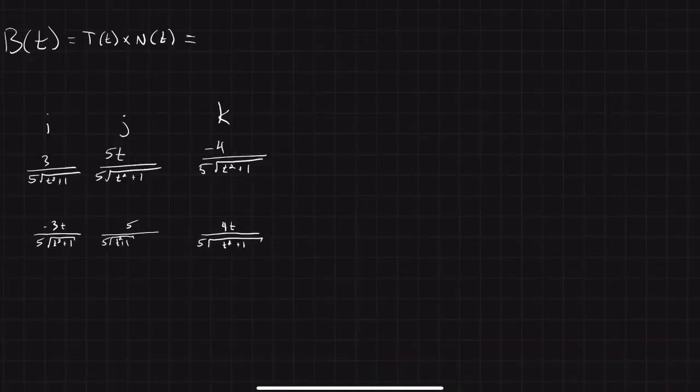Just remember the steps. First, you want to cover up the first column, the i column. You want to multiply this diagonal and subtract it with this diagonal multiplied. All of the denominators are the same, which means when we multiply all these fractions, we're always going to end up with one of those denominators squared. So then the coefficient of i ends up being 20t squared plus 20 all over 5 squared times t squared plus 1.